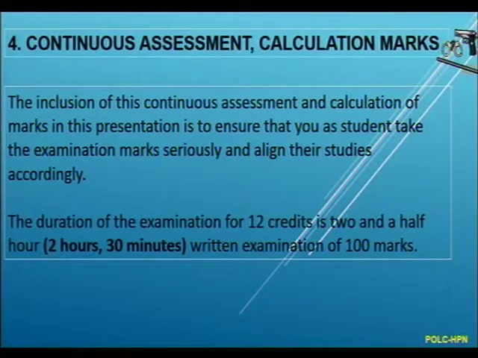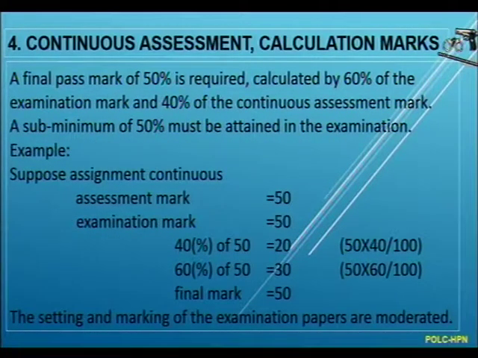The inclusion of the continuous assessment and calculation of marks in this presentation is to ensure that you as a student take examination marks seriously and align your studies accordingly. The duration of the examination is 2.5 hours, 2 hours 30 minutes, written for 100 marks. A final pass mark of 50 is required, calculated by 60% of the examination mark and 40% of the continuous assessment mark. A sub minimum of 50% must be attained in the examination.